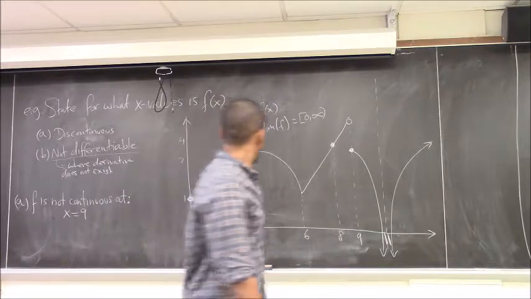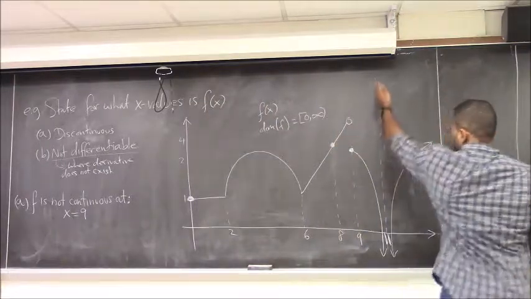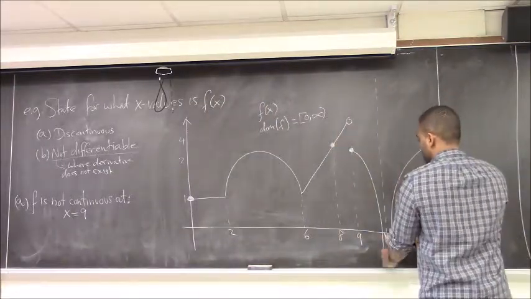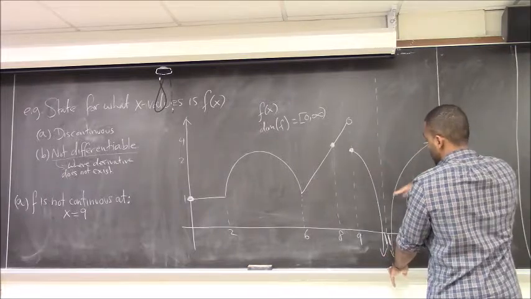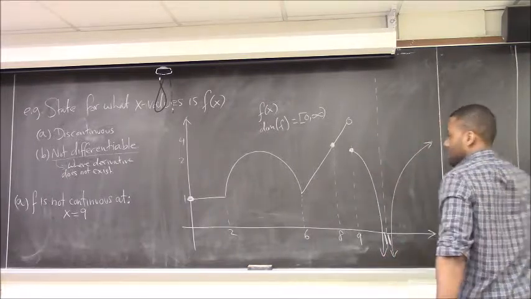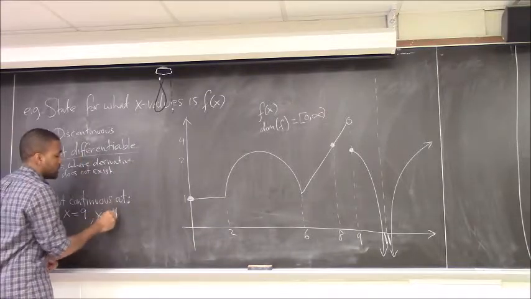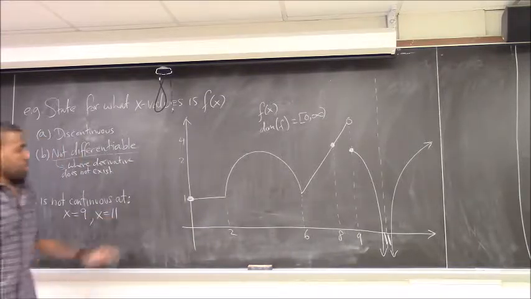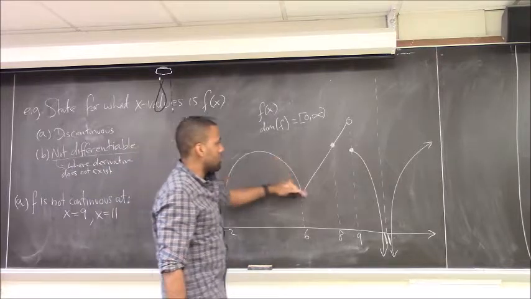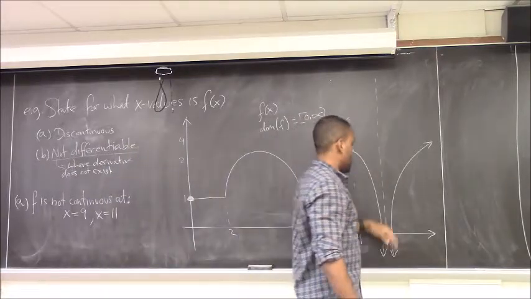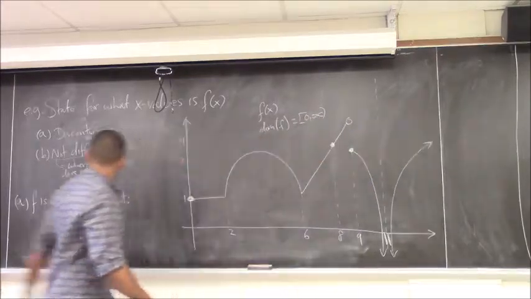Anywhere else? X equals 11. At x equals 11, there's an asymptote, so the function can't touch it. In order to draw this graph, I have to lift my pencil off the page to jump over that asymptote. So x equals 11 is also a bad point for continuity. But pretty much anywhere else, I can just keep drawing without lifting my pencil off the page, so it's continuous everywhere else.